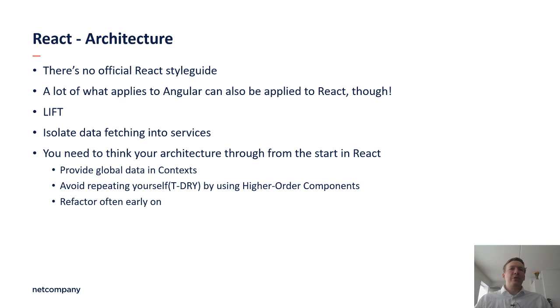And of course, you need to think your architecture through from the start in React, because you don't have this confinement that you get in Angular. So you're much more free to just write out whatever you want, and only as you reflect and look back on the application you've built will you see where you can optimize things. So for example, with contexts that provide some global data, decide on those to start with if you know you're going to use them, so you don't have to go through every single component and remove that context or rewrite it.